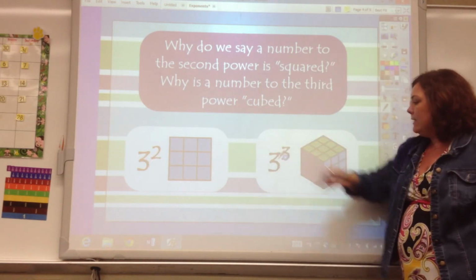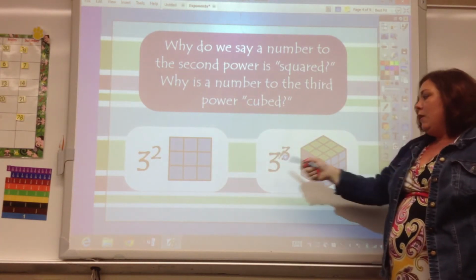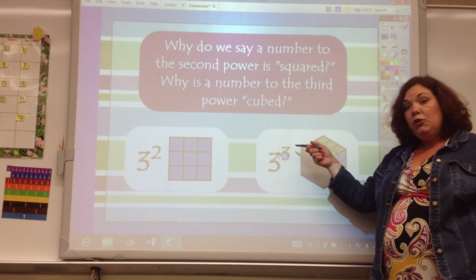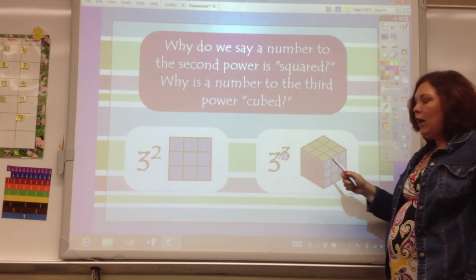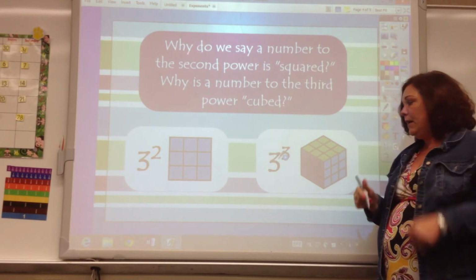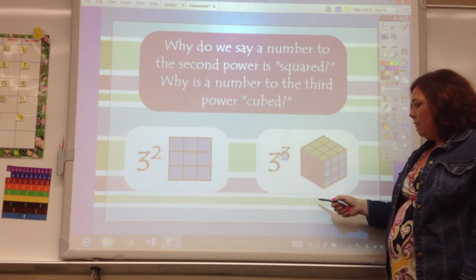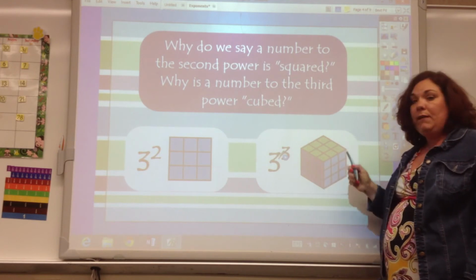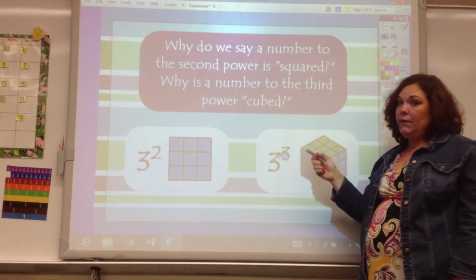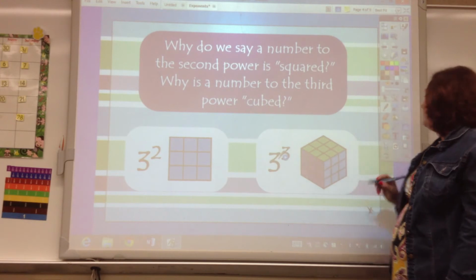And then with 3 to the 3rd, you say this also 3 cubed, and it's because 3 times 3 times 3 high, 3 dimensions, 3 times 3 times 3, would be 3 cubed. And if you added all these up, it would be 27. 3 times 3, 9 times 3, 27.